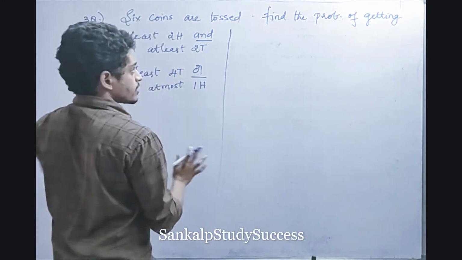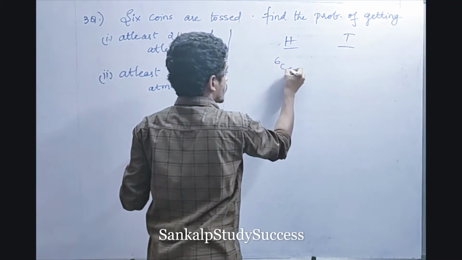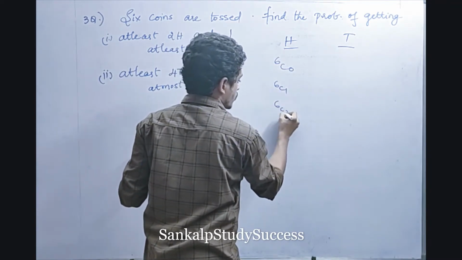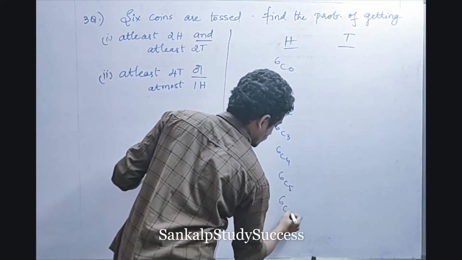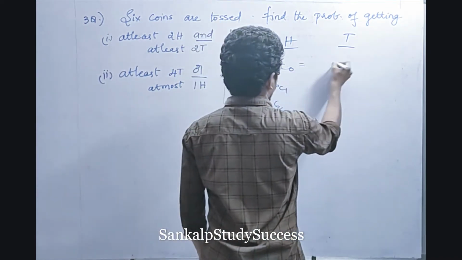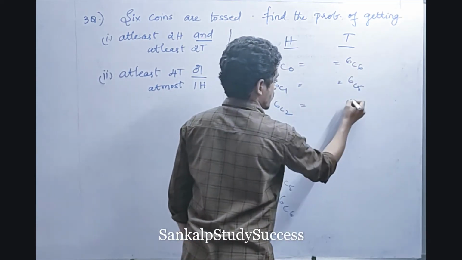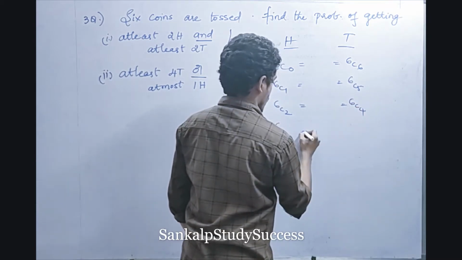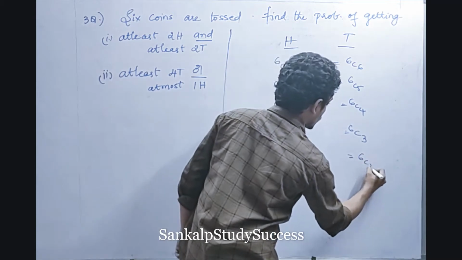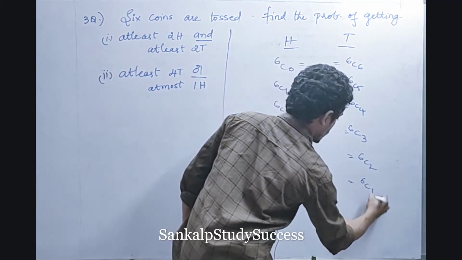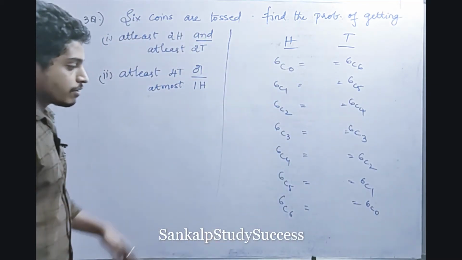So first, 6 coins are tossed, right? So heads and tails will come, right? So 6C0, 6C1, 6C2, 6C3, 6C4, 6C5, 6C6, right? If it is 6C0, this is 6C6, this is 6C5, this is 6C4, and this is 6C3, and this is 6C2, and this is 6C1, and this is 6C0. Right or not? So now let us calculate.